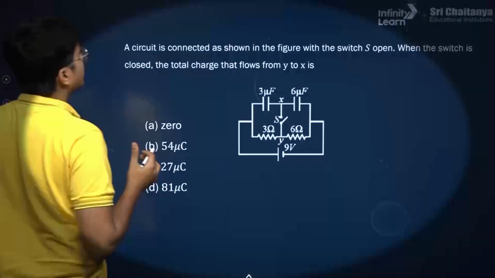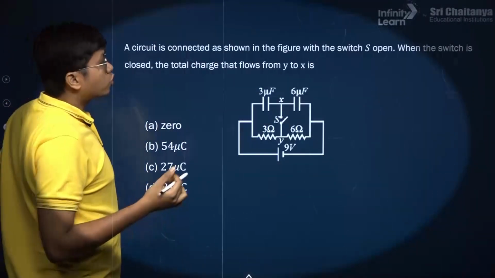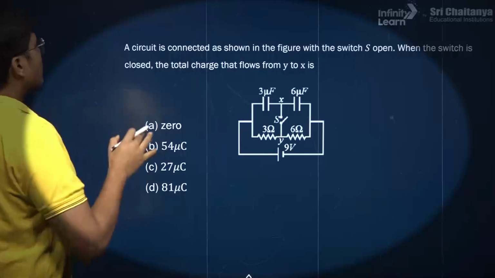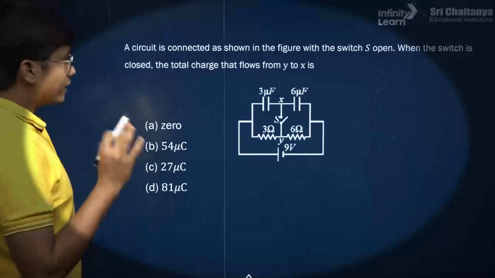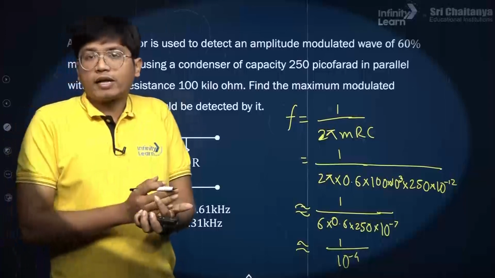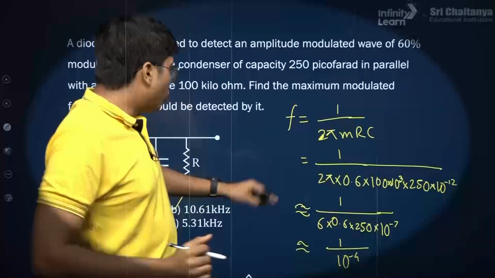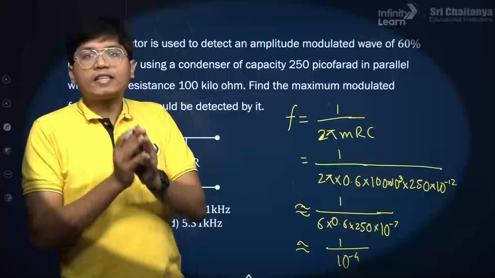This says a circuit is connected as shown in the figure with the switch open. When the switch is closed, the total charge that flows from Y to X is. This is very crucial. I keep telling students again and again. Most students will go till here and they will think that they've made a mistake.